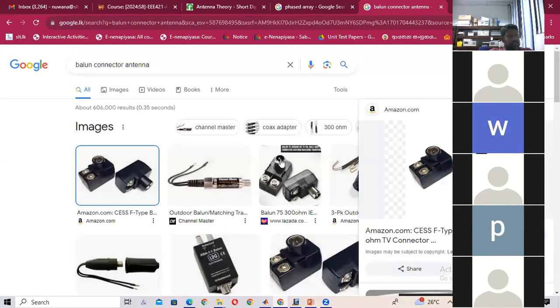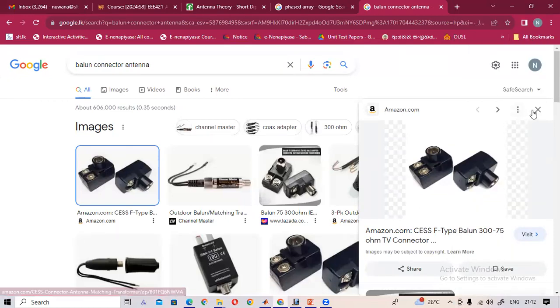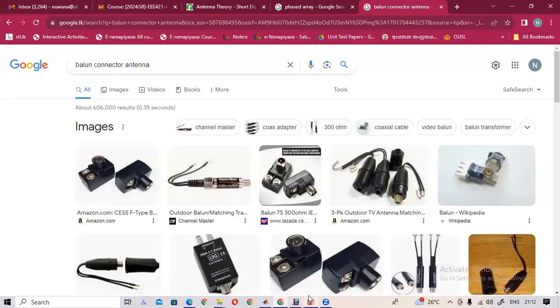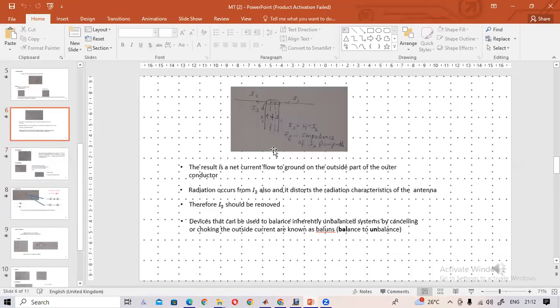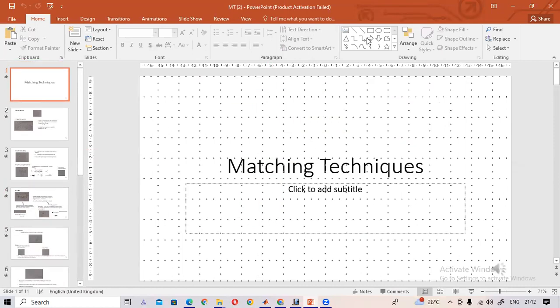This has a 75 ohm impedance, and it allows you to connect a balanced with an unbalanced structure. That is why we call this a balun. So these are the matching techniques. I will go to that note, and I will upload this lecture once I get the approval. Now I think you know what matching is and how we can practically do the matching.